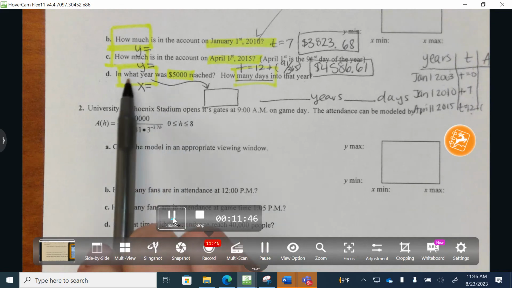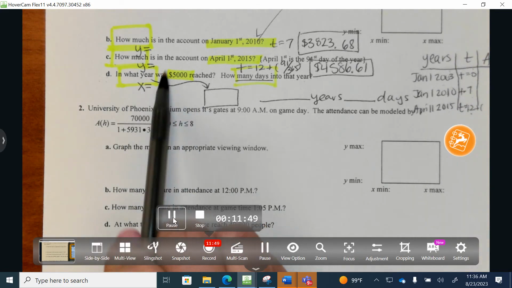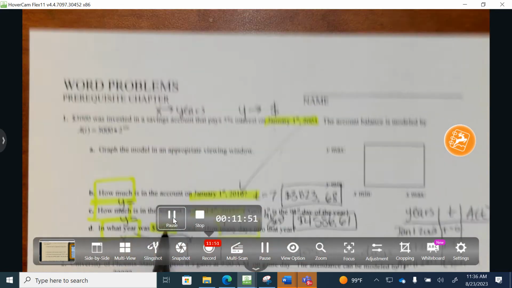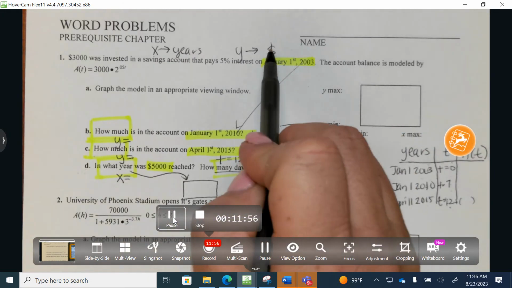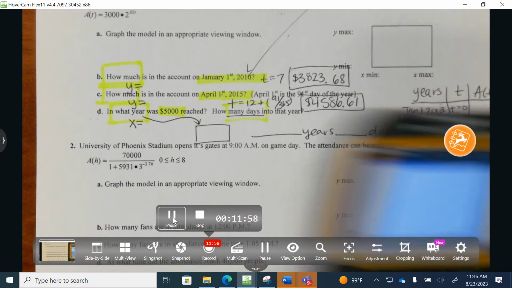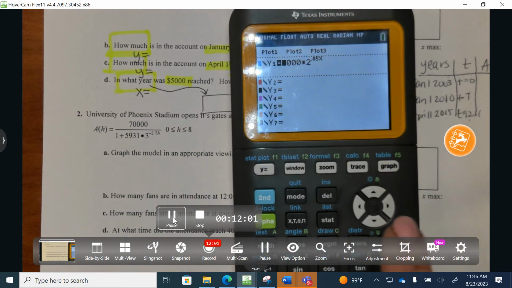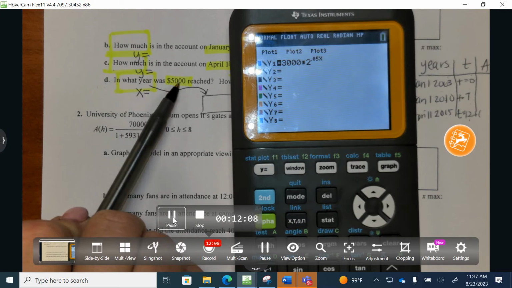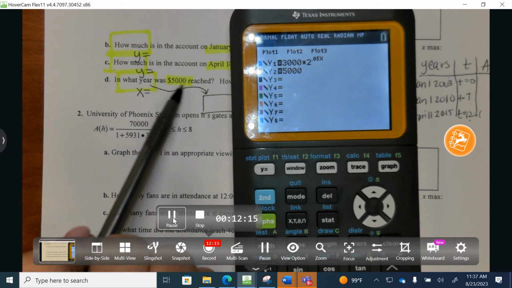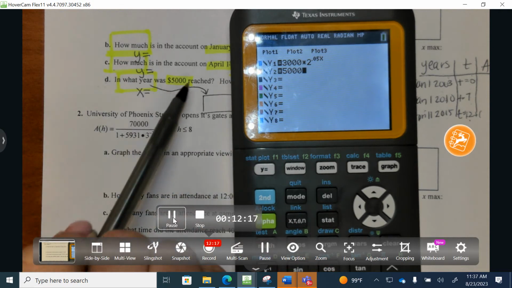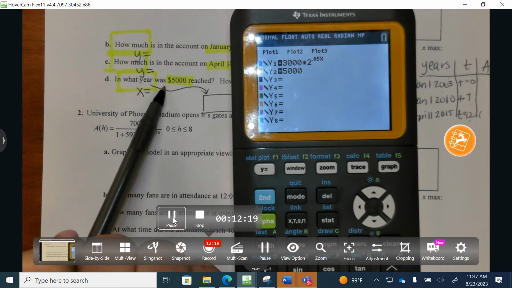Flip back to the front, please, and let's look at Part D. It tells us in what year will we reach 5,000. So they're giving us a money amount. They're giving us a Y, and we want to determine the X. Anytime they provide you a Y, you're going to go up to Y equals. Now grab your calculator and go to Y equals, and do not clear out the first equation. Go to the second part that is open, and we're going to type in the amount of money that they provide us. We want to know in what year will we reach 5,000? Now, 5,000 is the Y value.